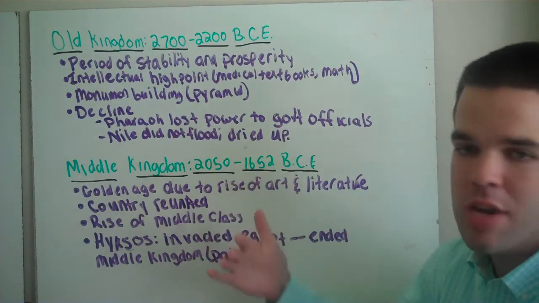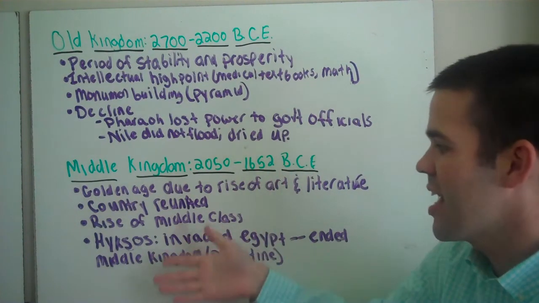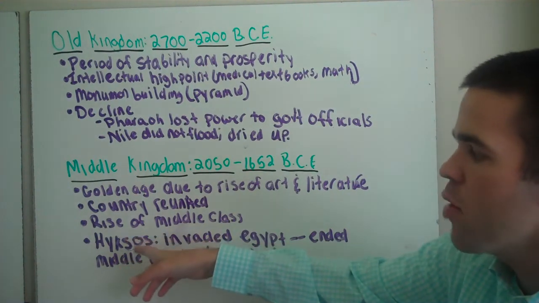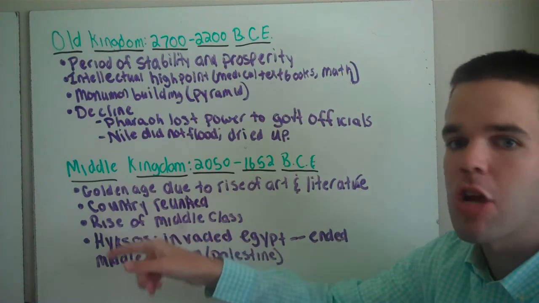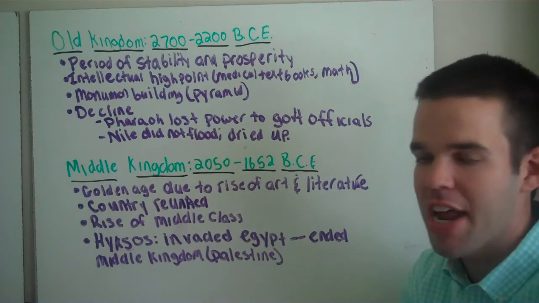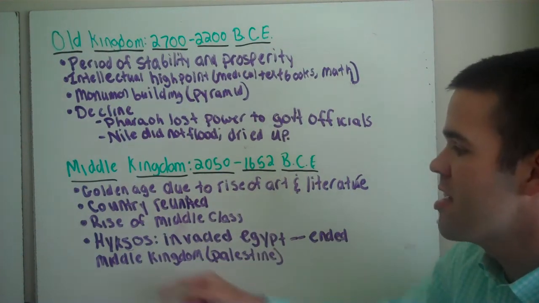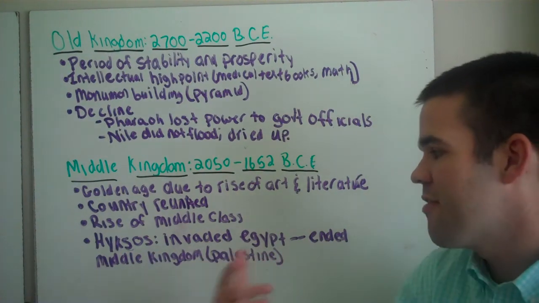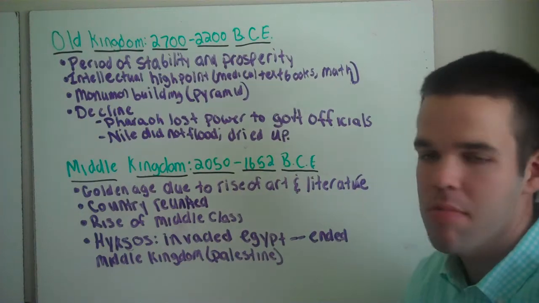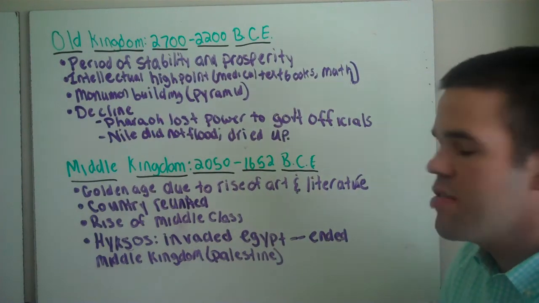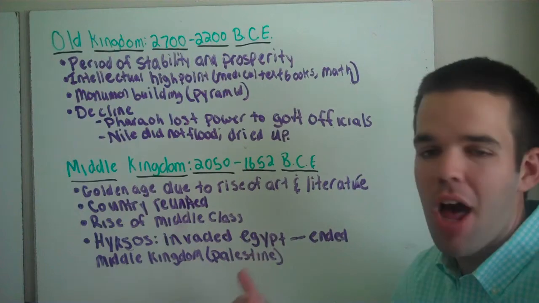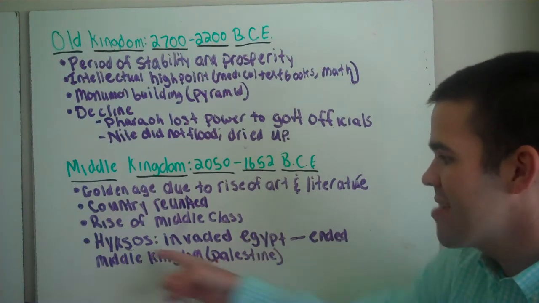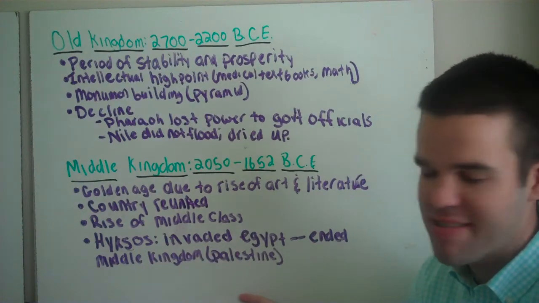Now, like the Old Kingdom, there was a reason for a decline in the Middle Kingdom as well. Unlike the Old Kingdom, the Middle Kingdom had a group from the outside come in and try to invade them, and were successful at it. This group is known as the Hyksos. The Hyksos invaded Egypt. It ended the Middle Kingdom. Now, who are the Hyksos? Hyksos are a group of people from what is modern-day Palestine. So, when you look on a map today, Hyksos came from what is modern-day Palestine.